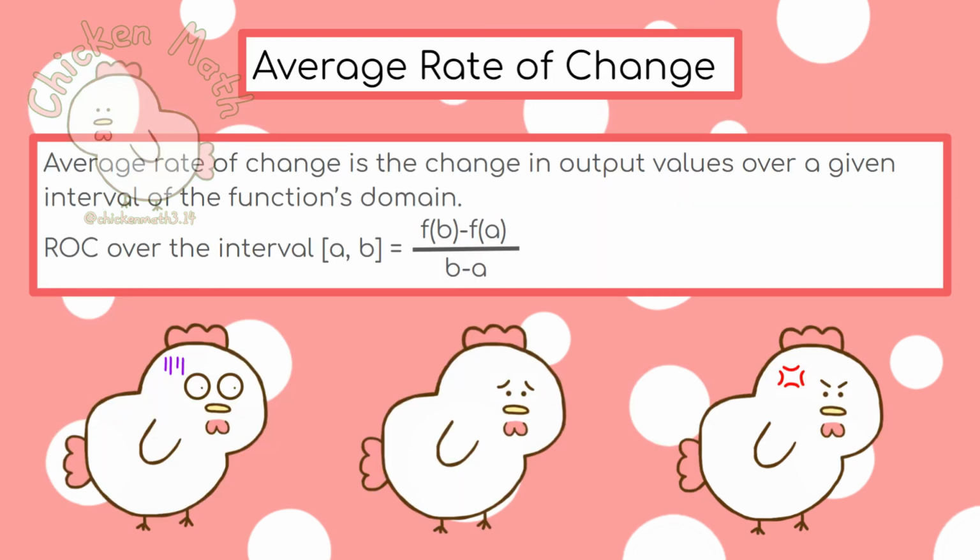Here's an overlook of what average rate of change means. So it's just the change of output values over a given interval. And here's the formula to find average rate of change. We have A comma B with the output values of these input values over the input values, the differences.